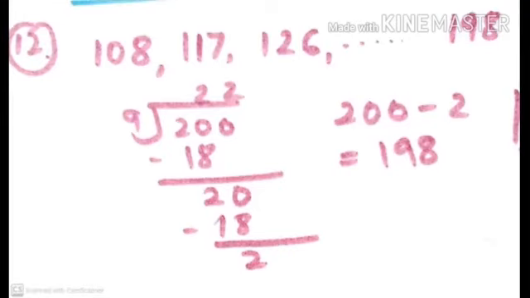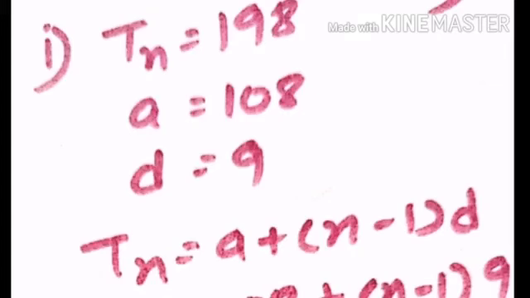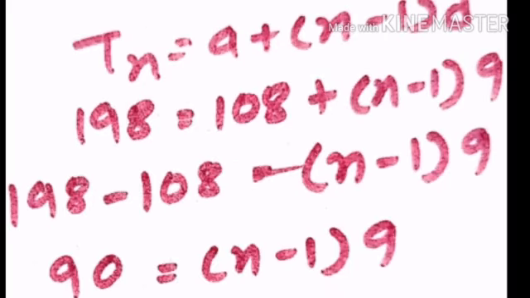Now we have to find the sum of them. First of all, we have to find the n value, that is, how many terms are there in this AP. For that, Tn, the last term, is 198, a, the first term, is 108, and the difference is 9. Now substituting the values in the formula for the nth term, Tn is equal to a plus (n minus 1)d. Tn is 198, equal to the first term 108 plus (n minus 1) into the difference 9.